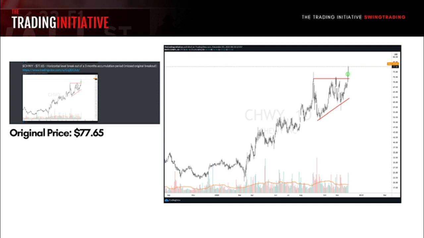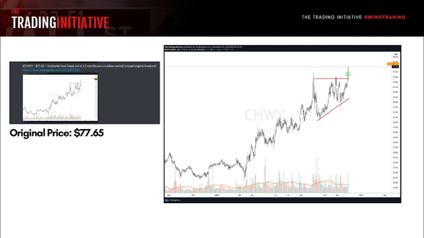We see the horizontal level break out of a 3-month accumulation period. I missed the original breakout. Sometimes this happens, guys. I missed the original breakout and got in a little bit late, but the original price was 77.65. And by the way, this is an ascending triangle, one of the highest probability triangles that you could be trading for a break to the upside.